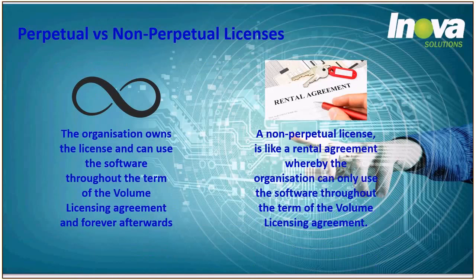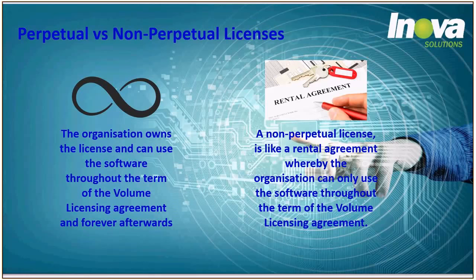So earlier I was mentioning the perpetual license and non-perpetual license, where I was discussing the open value company-wide and the open value subscription. So a perpetual license is where the organization owns that license and can use it throughout the term of the volume license agreement and thereafter. So there's no time frame in which the license or software can be used. Once you have purchased a perpetual license, it's yours. You can use it until you decide you don't want to use it anymore or you wish to upgrade. So that license is yours for use until.